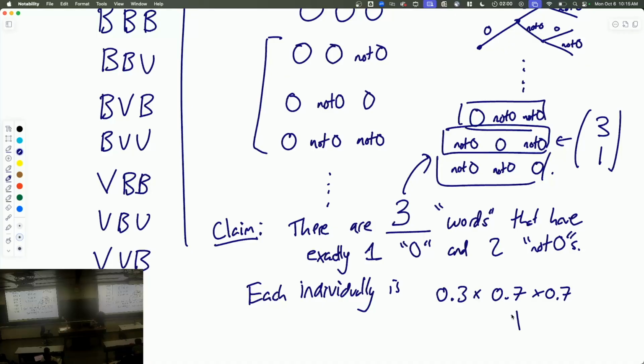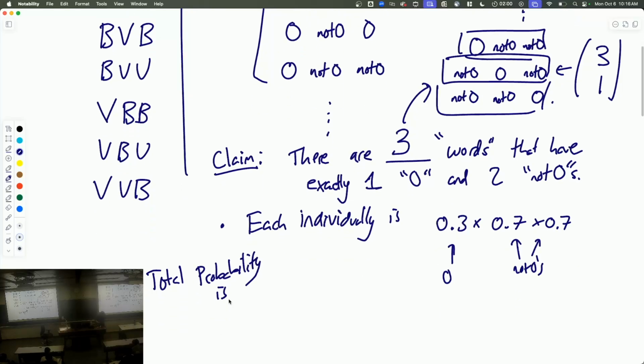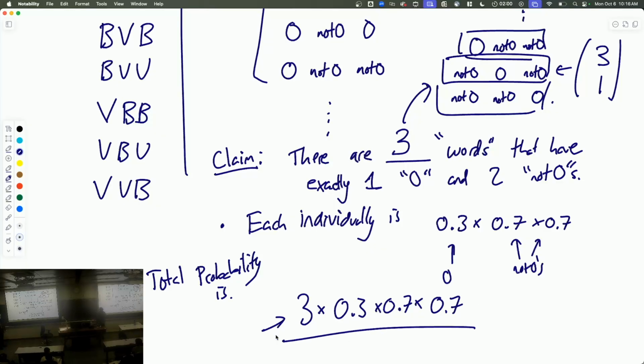So all the not O's are 0.7 each, and the O by itself is 0.3. So 0.3 times 0.7 times 0.7 is the probability of any individual outcome, but there are 3 outcomes that we're counting here. So the total probability is 3 times that, 3 times 0.3 times 0.7 times 0.7. In other words, including the factor of 3 is needed in this problem. If you said 0.441, I will trust that this works out to 0.441, then you got it right.